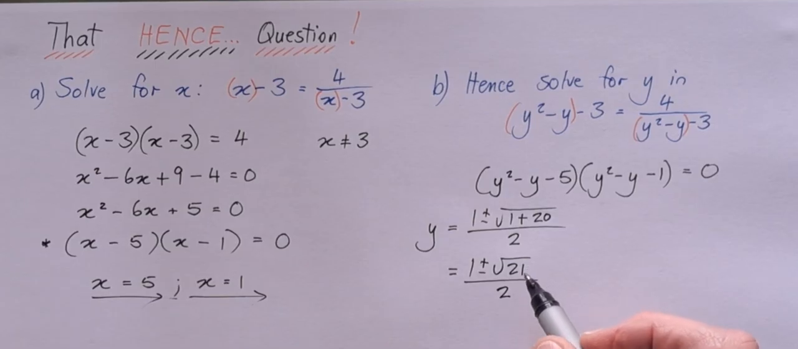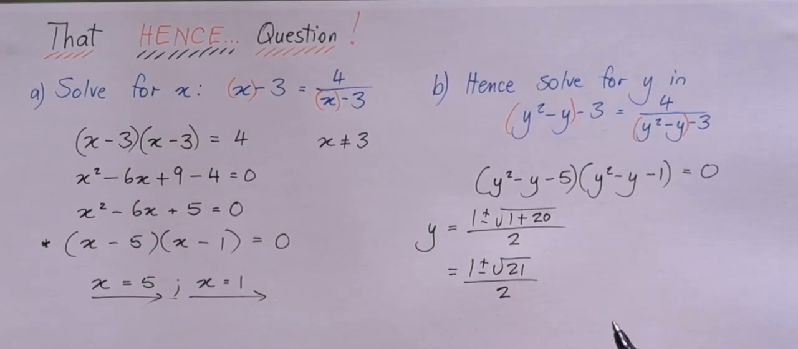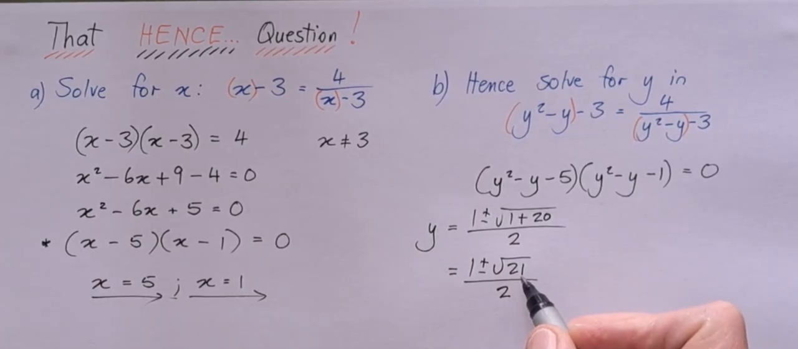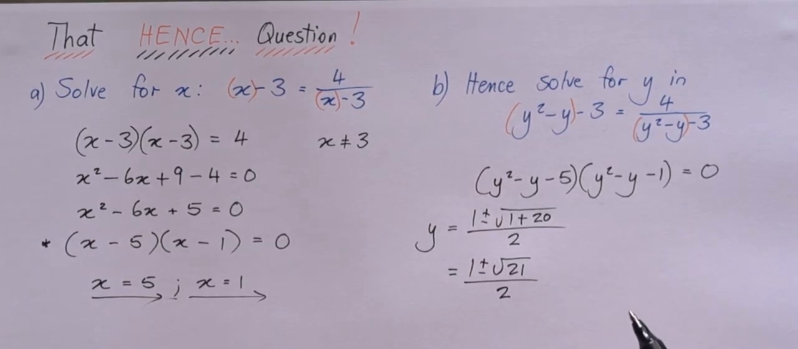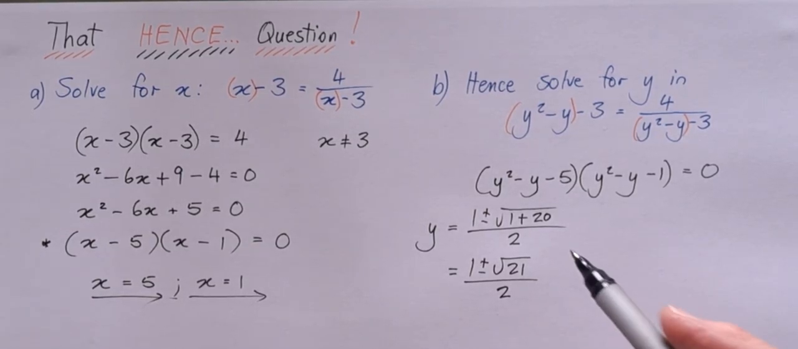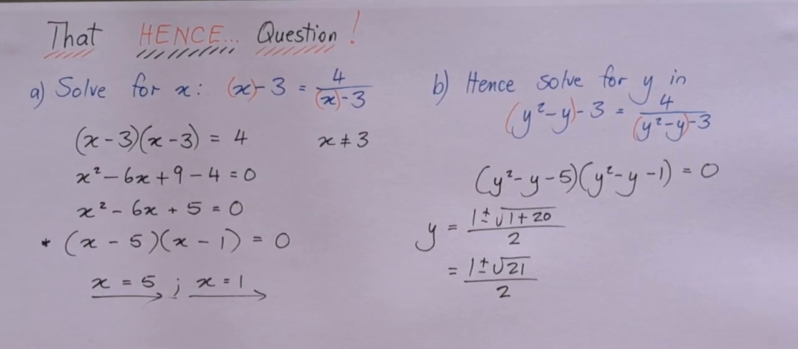So if you feel that that might be able to be simplified a bit, you could punch it into your calculator, but I can tell you now that square root of 21 can't be simplified. If they specifically asked for the answers in decimal form, you would punch this into your calculator and take the decimal answer. But usually they will want the answer in surd form or actually request it in surd form.